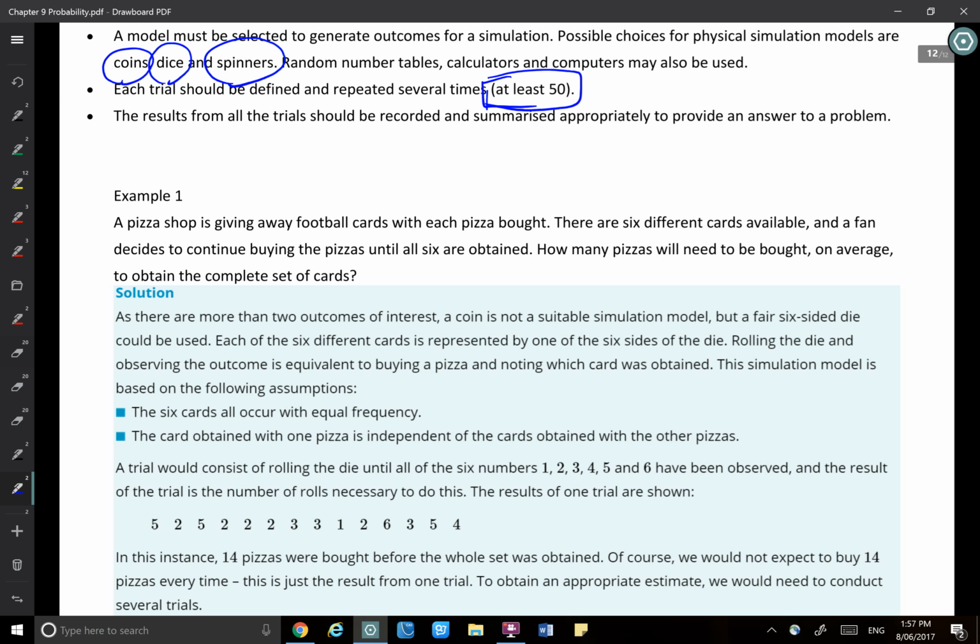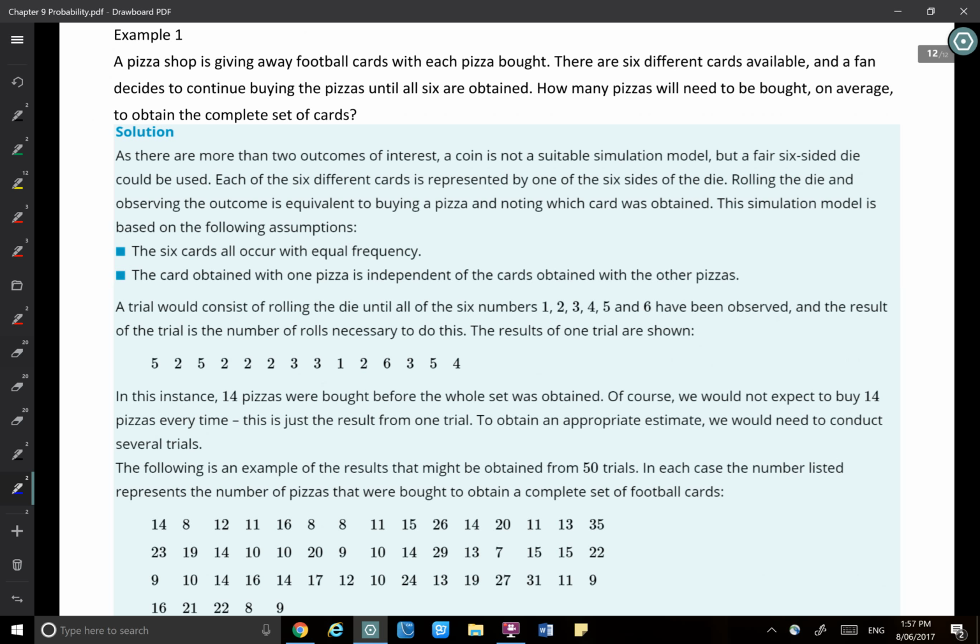Okay, so hard to get. So what we will do is, we can use some other tools to help us think about a similar situation. I have 6 cards. I can throw a dice and record the number. 1, 2, 3, 4, 5, 6 represent 6 different cards.